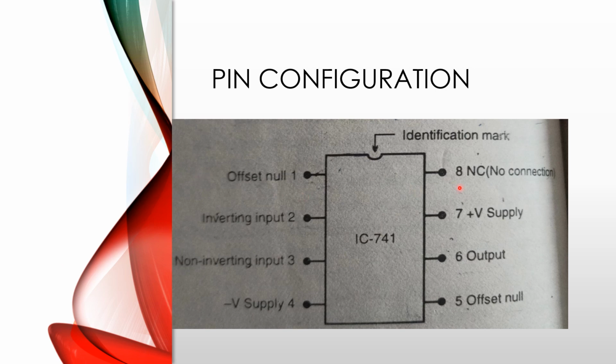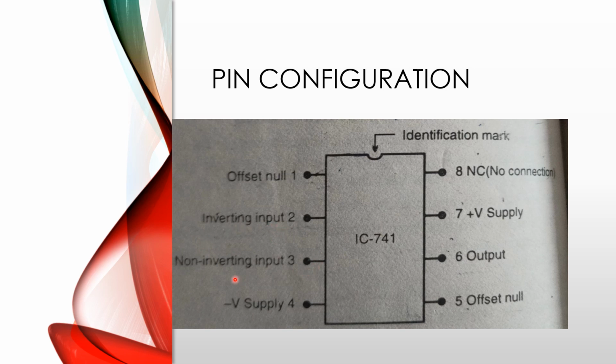Here we see a total of 8 pins. This is the identification mark, and the chip number is IC741. From this identification mark, the left side pin 1 is offset null. This pin is called the null pin. Next, pin 2 is called the inverting input terminal.